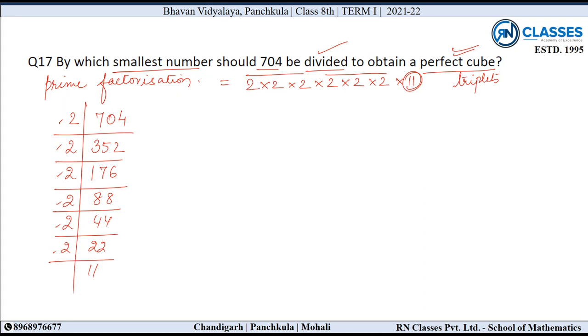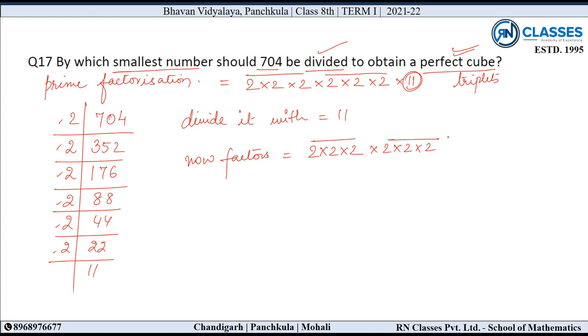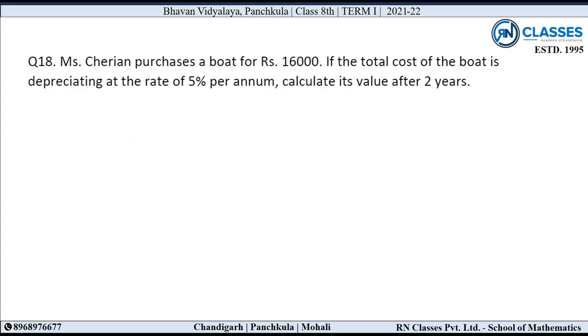You don't have to mention that also because it is not asked. Directly, which number should be divided? It means I have to remove 11 from here. Divide it with 11. So now the factors would be 2 into 2 into 2 into 2 into 2 into 2. Now my triplets are complete, which means this is a perfect cube. So divide it with 11. 3 marks. Good.